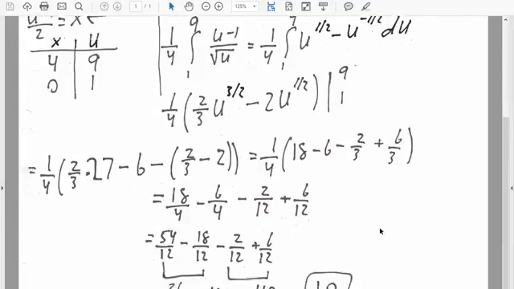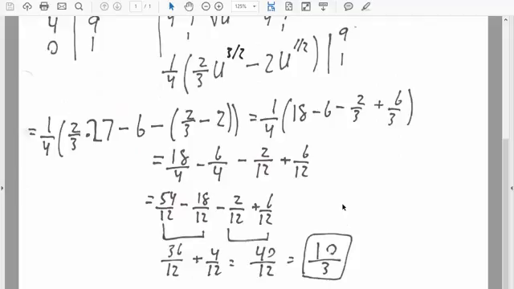Now we plug in 9 and 1. So when we plug in these values, we would get 2/3 times 9 to the 3/2. The square root of 9 is 3, and 3 cubed is 27. For the other term, the square root of 9 is 3, so negative 6. Now we plug in 1. So we get negative parentheses 2/3 minus 2, close parentheses. And 27 times 2/3 is 18, minus 6 from this. Minus 2/3 minus 2 is equivalent to a positive 6 over 3.